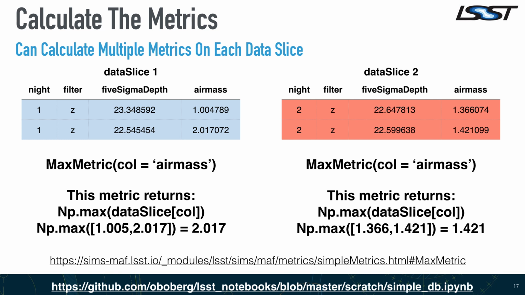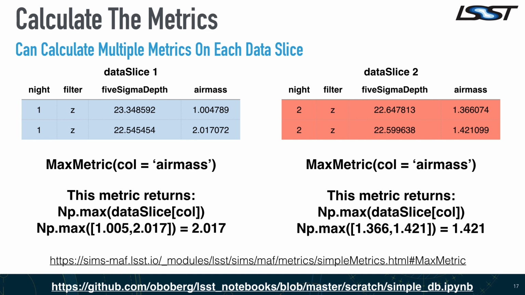This is exactly what I'm showing here. We're going to set up the max metric. We're going to give it the column name air mass. And what I'm showing here is only the first 2 data slices, just because I couldn't fit all 5 on one slide. But you could imagine this going through each data slice. And what I'm showing here is the code of exactly what it would do. If you were to look at the code for the max metric, it just returns the numpy maximum of the data slice given the column name.